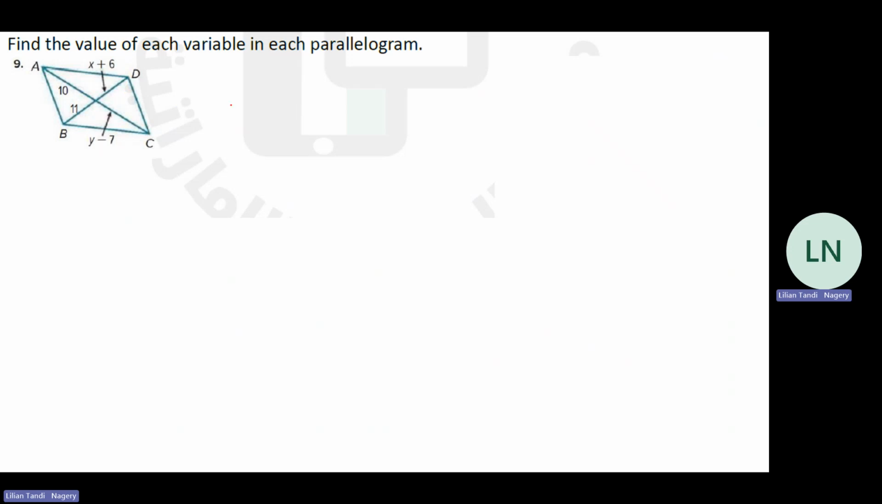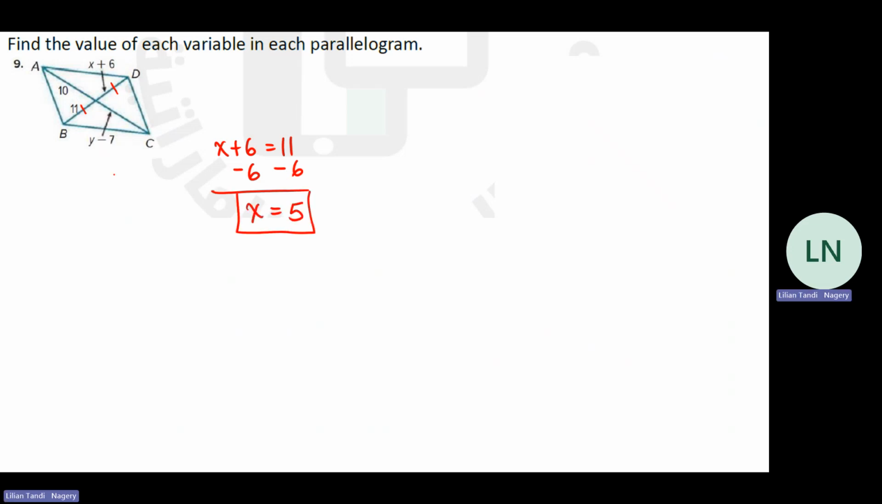So what is this parallelogram? In a parallelogram, I know that this distance is the same as that distance. Okay, so find the variable. We want to find x. So x plus 6 is the same as 11. So x plus 6 is equal to 11, minus 6 both sides, x is equal to 5.